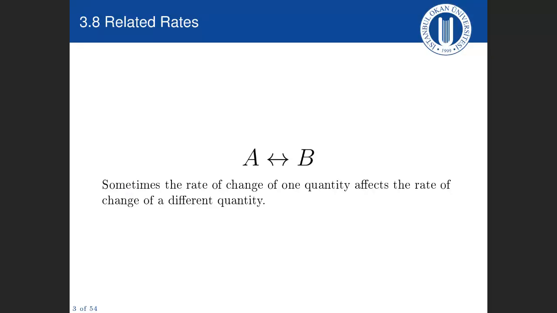The idea here is perhaps we've got two quantities which are connected. And if we change one quantity, then that makes the other quantity change. So the rate of change of one quantity could affect the rate of change of the second quantity.